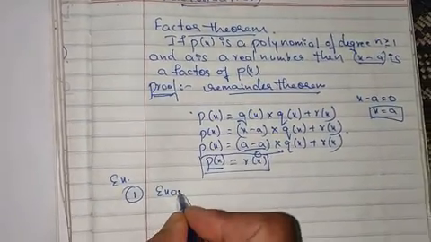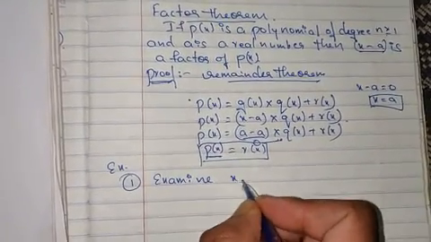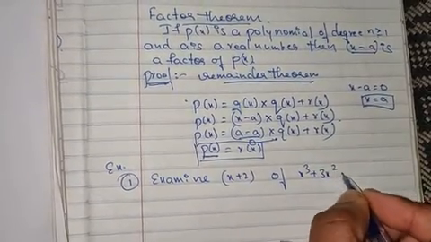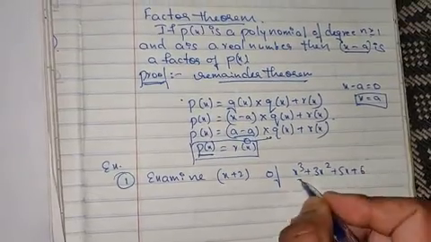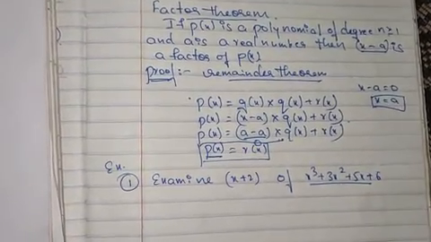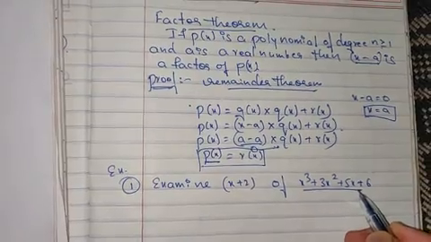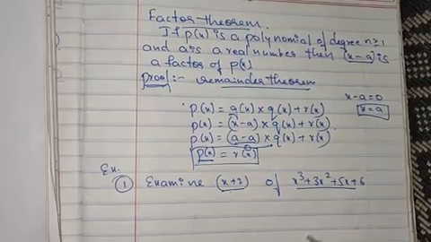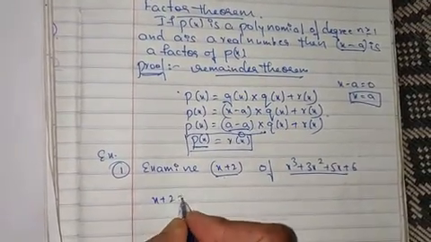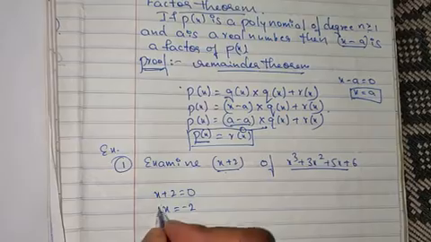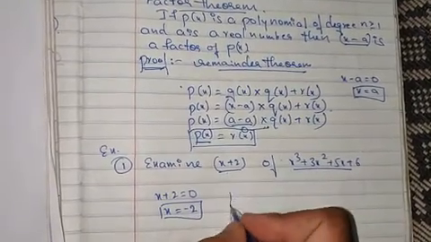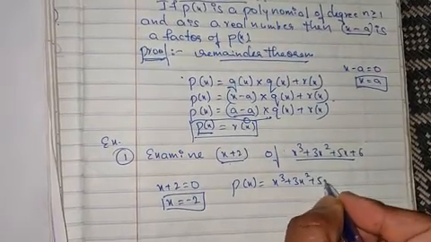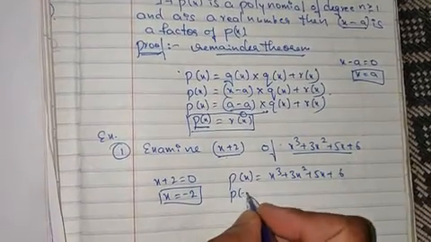So the question will be, examine whether x plus 2 is a factor of x cube plus 3x square plus 5x plus 6. Let us apply the remainder theorem, and if the value of this is equal to 0, then definitely it will be a factor of this. Let us check. X plus 2 is equal to 0, x will be equal to minus 2. So let us substitute in this p of x, which is equal to x cube plus 3x square plus 5x plus 6, p of minus 2.